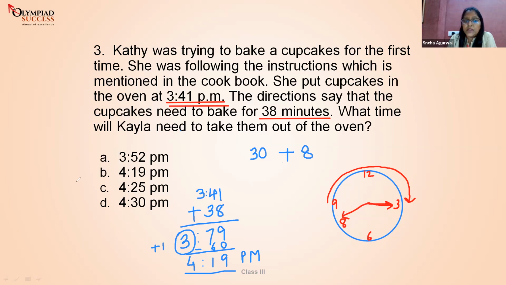Okay. So here we are getting 4:19 p.m. That means it's the evening time over here. She has put the cupcakes in at 3:41. And now after 38 minutes, she will take them out at 4:19 p.m. Okay. So this is just the printing mistake. It will be Kathy over here.